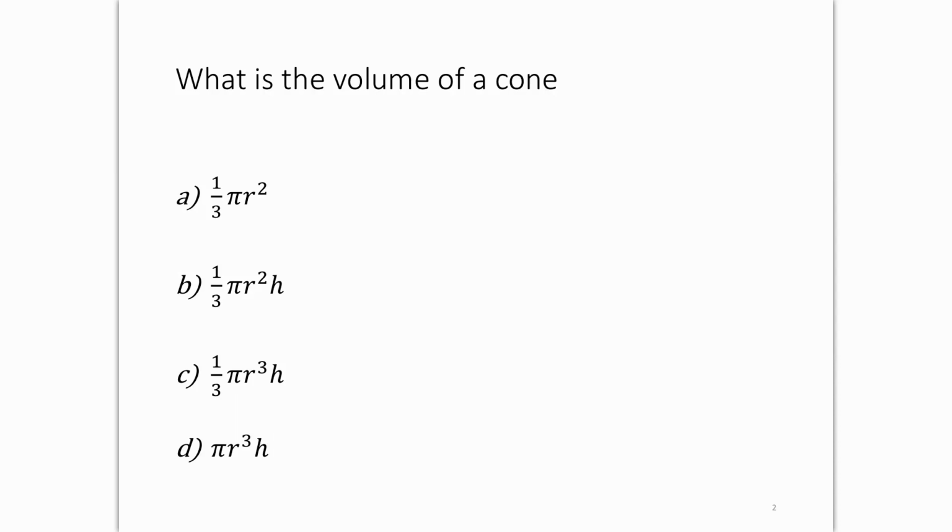Now, what about the volume of a cone? Any ideas on the volume of a cone? Feel free to pause the video, take a guess at it, and then we'll go through it. Alright, well the answer for this one is B.